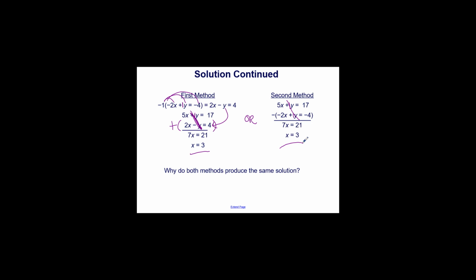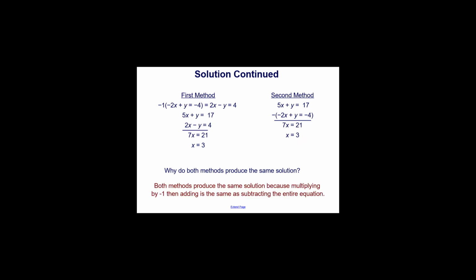Why would these methods produce the same solution? How is multiplying by negative 1 and adding the same thing as subtracting? Well, think about it. Both methods produce the same solution because multiplying by negative 1 and then adding is the same as subtracting. So we're able to choose which one we're more comfortable with.